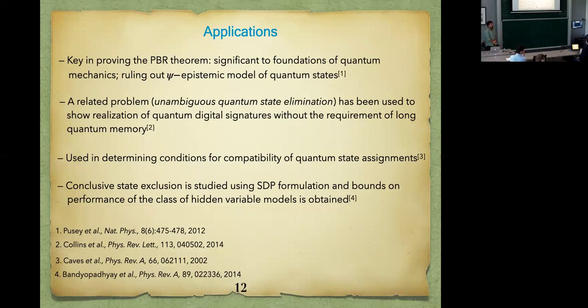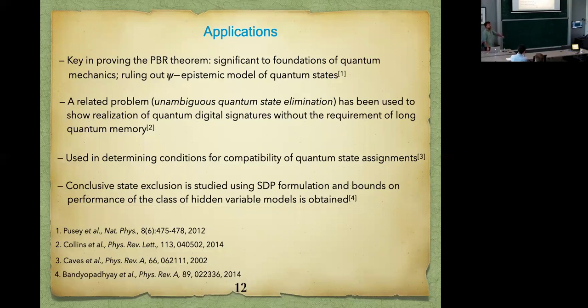Just a quick question: the unambiguous quantum state elimination, is it the same game, but you allow yourself to say "don't know" with some probability? Is that the idea? I think "don't know" is an inconclusive outcome. Here you're conclusively saying that this is not the true state. It's just like the discrimination task, except you're answering a different question. Yeah, based on the measurement outcome, you say that this is not the true state of the system. Okay. Yeah. All right.